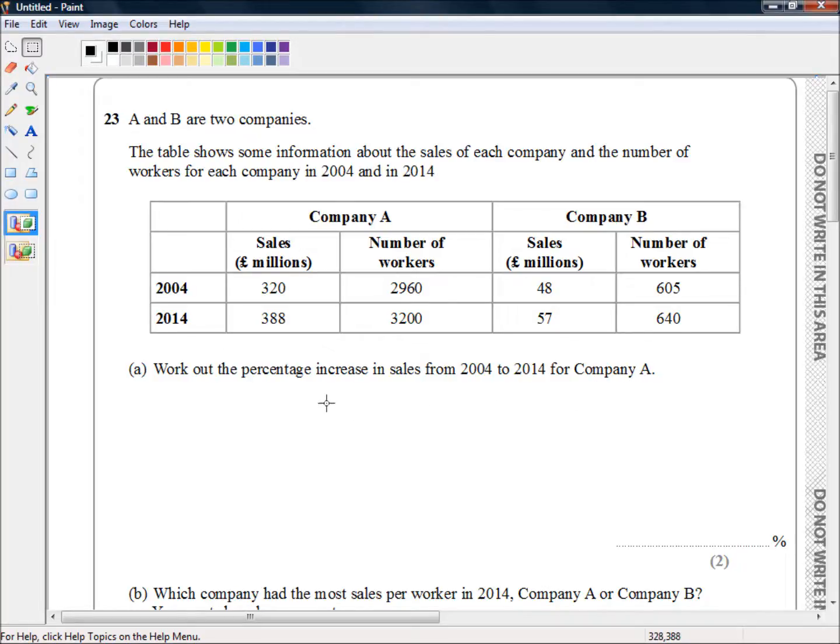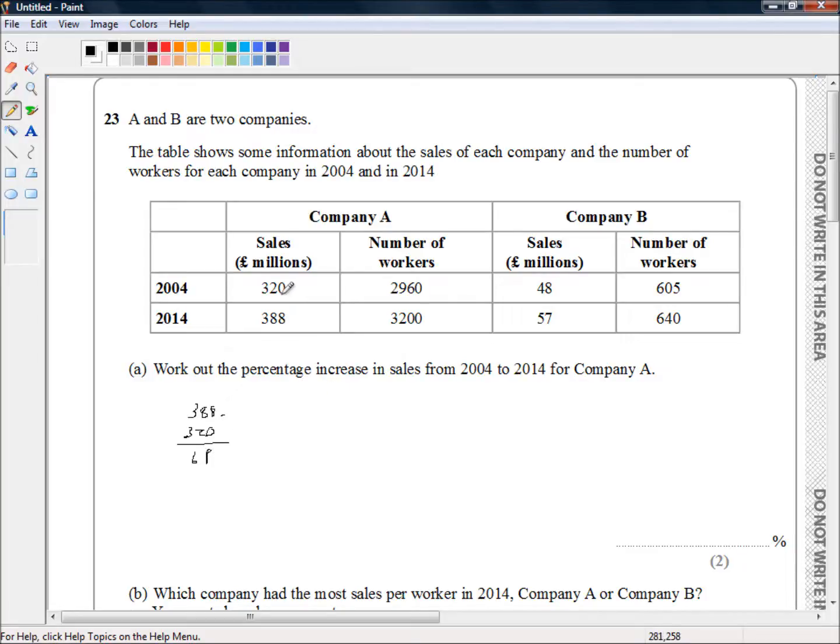So what do we mean by percentage increase? That's how much the sales have increased as a percentage of what they originally were. So how much have they increased between 2004 and 2014? Well, they've gone up from 320 to 388. So the increase is 388 million, but that's okay because we're going to be working in millions throughout, so we can ignore the millions, minus 320. Well, that's just 68. So the increase is 68.